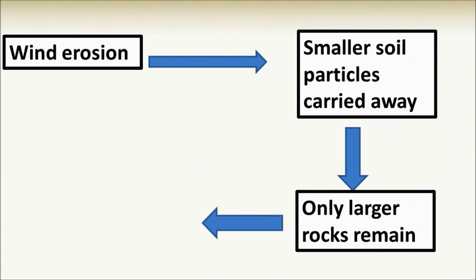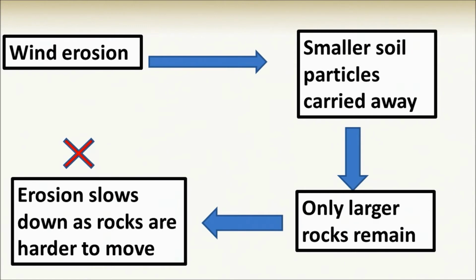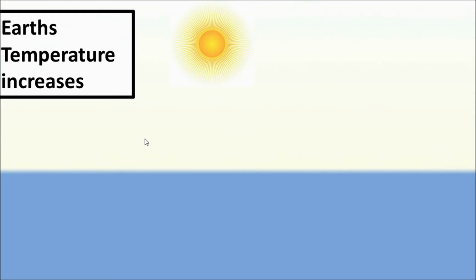And once all the smaller particles are gone, the erosion slows down. The wind can't pick up any more soil because it's all gone. So that's an example of negative feedback loop. You can see at the end, it stops. You don't have as much wind erosion, or you'd have less wind erosion. Now, let's look at another example.